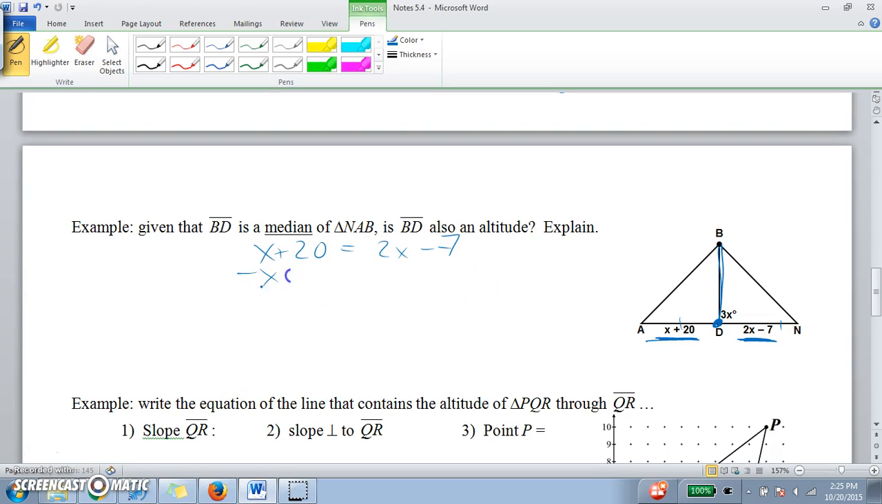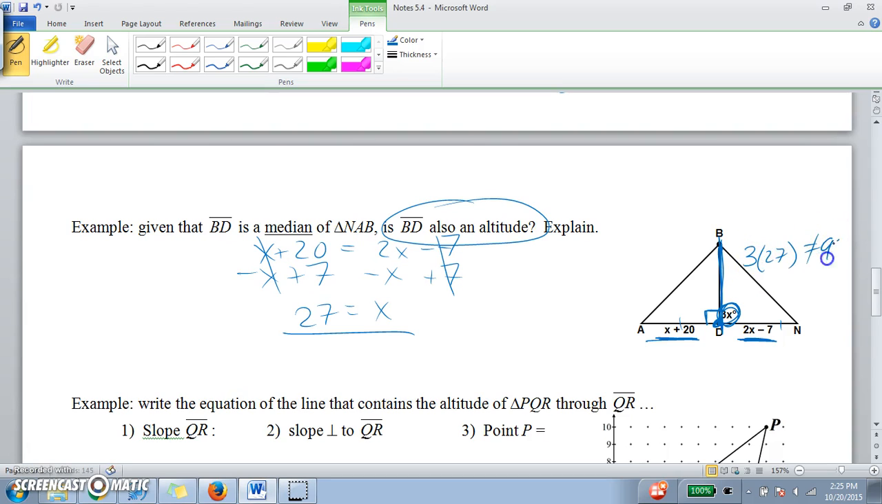Get all the x's on one side and move all the numbers to the other side. So if we subtract x, add 7, we have 27 equals x. So x is 27. So it's asking, is BD also an altitude? Well, if it's an altitude, then it needs to make a right angle with this side. But this says that this angle is 3 times x. X is 27. 3 times 27 does not give us 90 degrees.